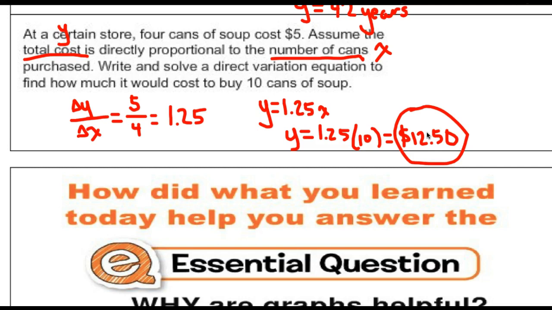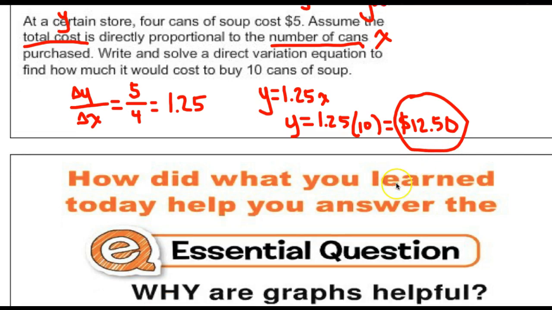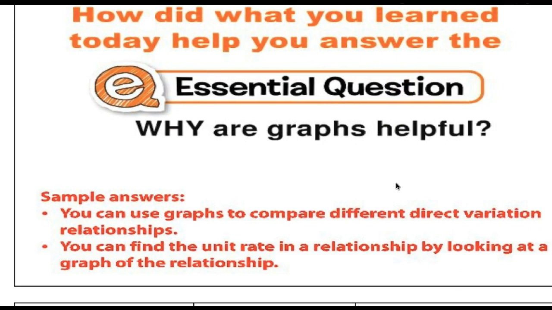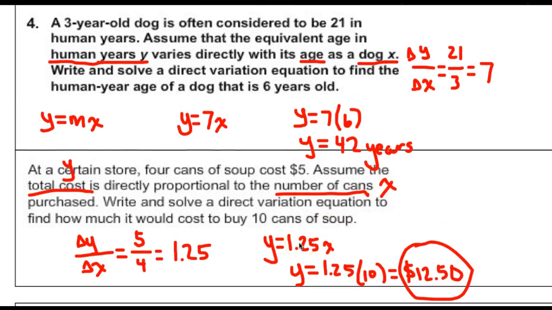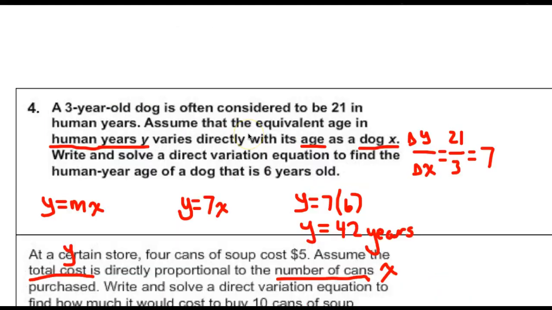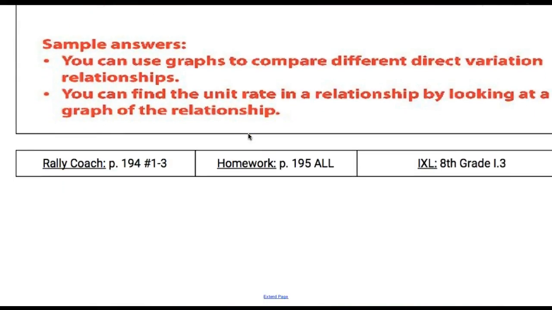Please do that. Otherwise, what have you learned? Graphs are helpful. They compare different direct variation relationships. You can look at a graph and compare it to an equation. You can look at a graph and compare it to a table. You can create a graph yourself. All of those are helpful in finding direct variation. So you can also find unit rates, which we did. $1.25 per can is a unit rate. 7 years per dog year is a unit rate. So we did that as well.